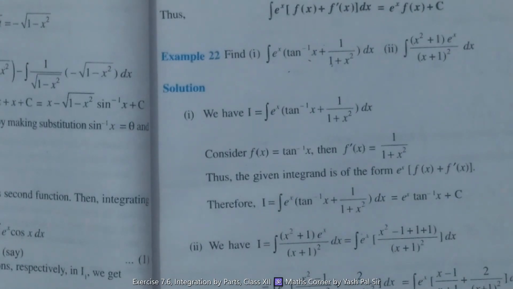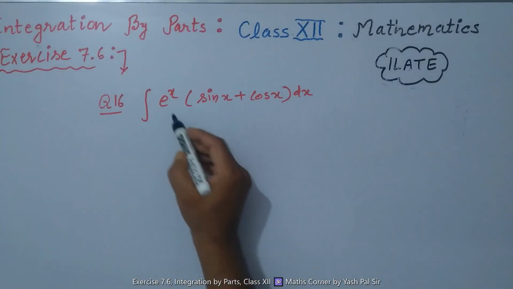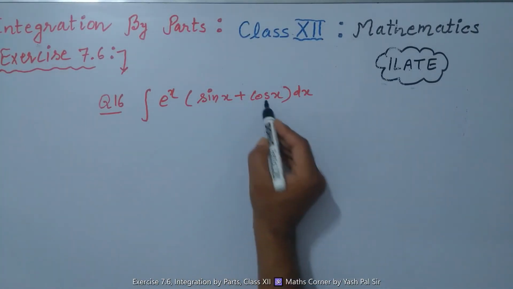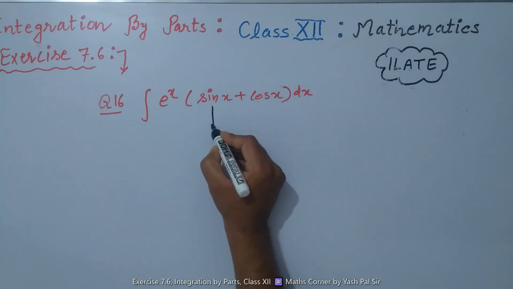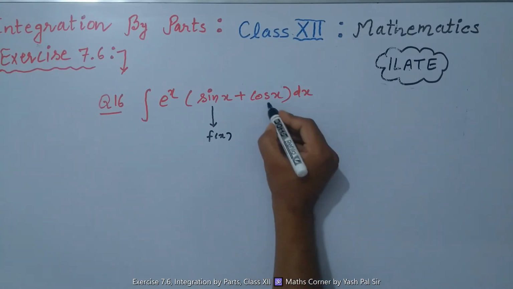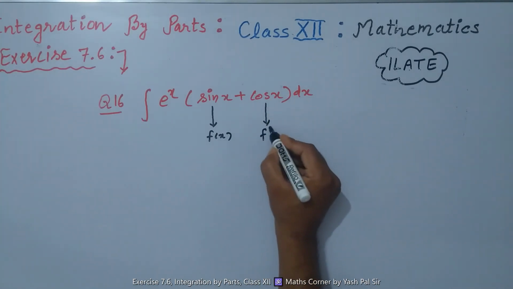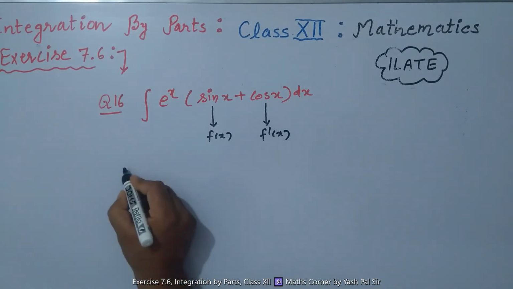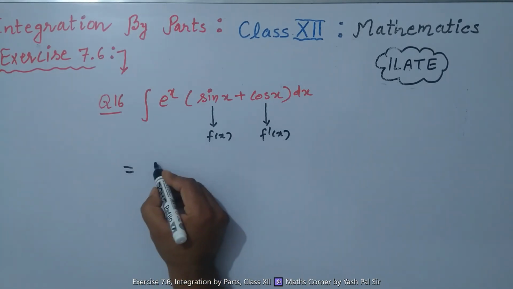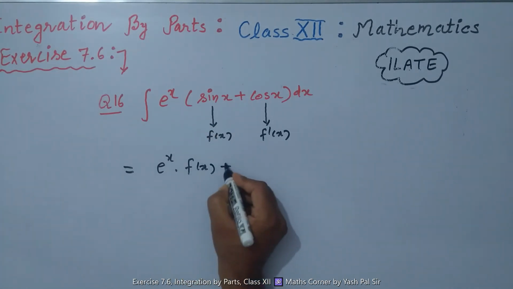So this way our question is solved. Now coming to the questions of the exercise of this type. Question number 16 is e power x into sin x plus cos x. So first of all, if we take f of x equal to sin x, then we know its derivative is cos x. So this is f dash x. So accordingly, we can say the integration is e power x into f of x plus c.